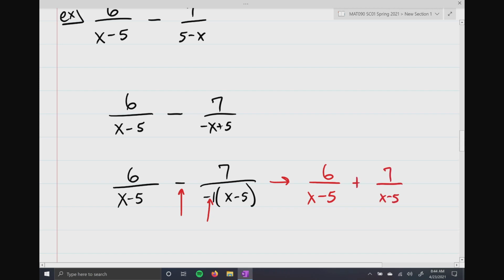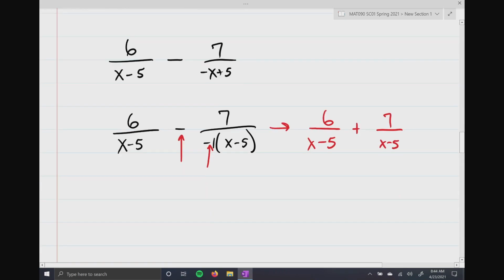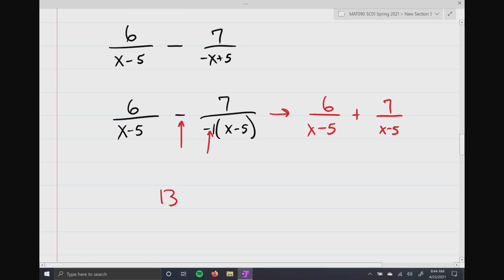So notice this problem was actually a lot easier than we thought. All you had to do is factor a -1. And when you factor out the -1, denominators stay the same. And you had a negative and a negative back to back. So 6 plus 7 is 13.